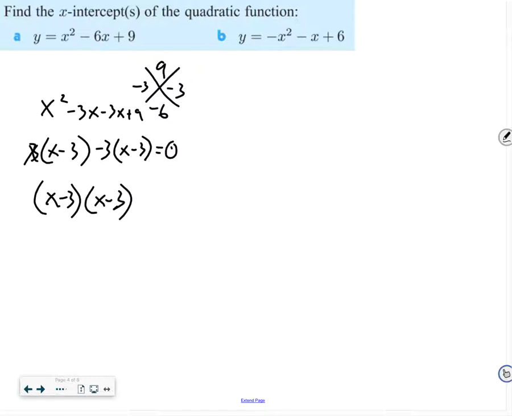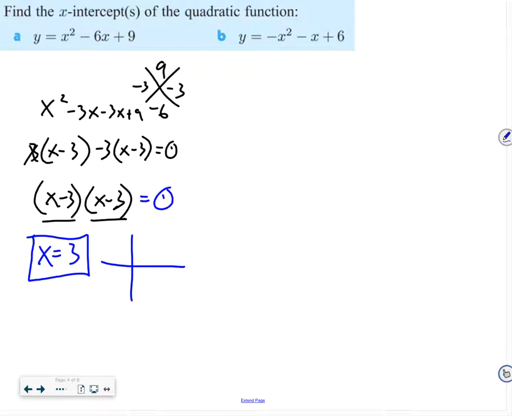So this is a double root. They're the same. My x-intercepts happen when this is equal to 0, so x is equal to positive 3, and that is my x-intercept. So I know that this function is going to have a single x-intercept, passing right through when x is equal to 3.